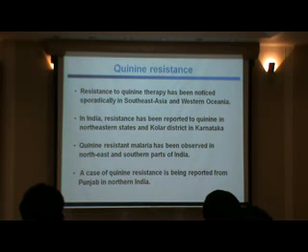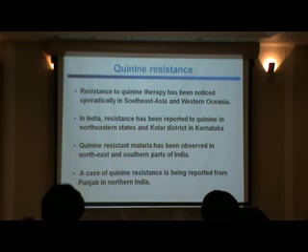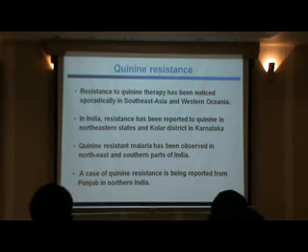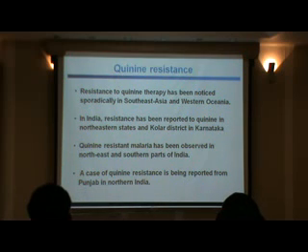Amongst the important drugs which we normally use is quinine. Resistance to quinine is also there. Resistance to quinine therapy has been noticed sporadically in Southeast Asia and Western Oceania countries. In India, resistance has been reported to quinine in northeastern states and some districts in Karnataka. It has been observed in the northeast and southern parts of India also. A case of quinine resistance is being reported from Punjab. It is isolated from Punjab.